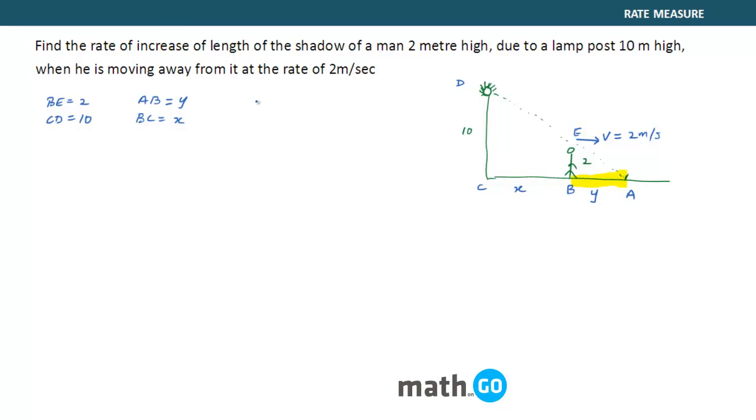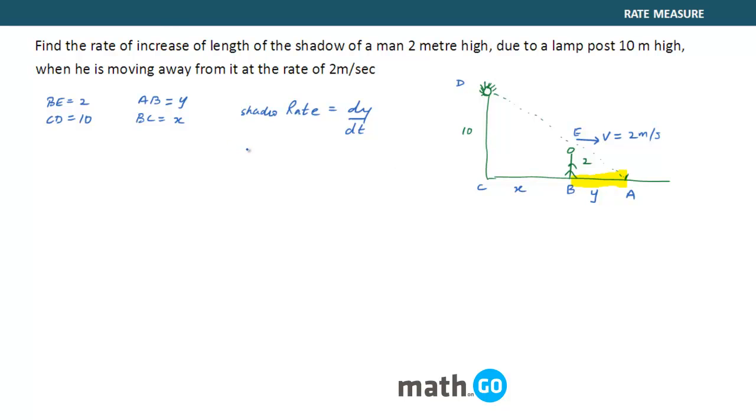Rate of increase of length, what could it be? Yes, you are thinking on the right track. Actually it is asking you the speed of the shadow. So speed is nothing but distance traveled per time. So if I want to talk about the shadow rate, it will be nothing but dy by dt, because the y component gives you the shadow. The rate at which y will change will give you the rate at which the shadow will change.